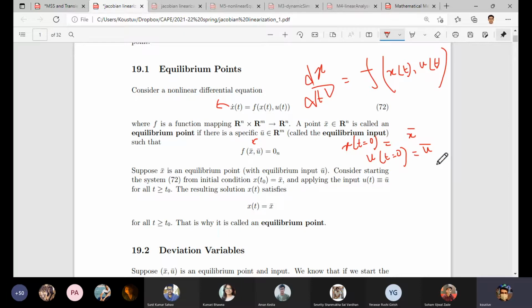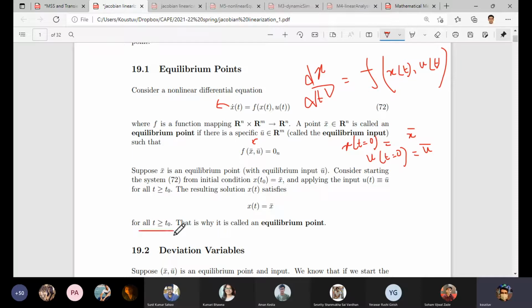So what we expect is that they will remain at that point. That means it will not change, because that's a steady state point with no derivative, so it will not evolve further. So these steady state points are also equilibrium points. That means there is no change.